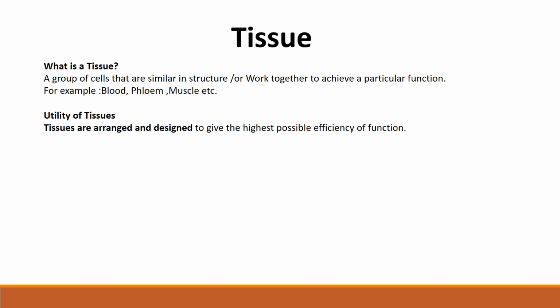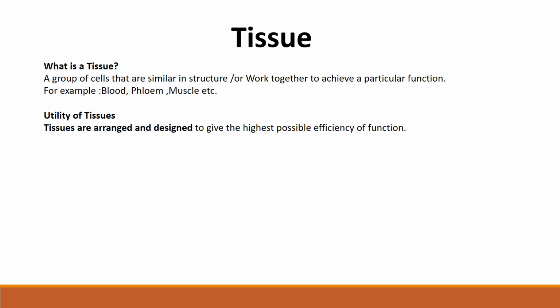Tissues. You know that a group of cells is known as tissue. The cells can be the same type of cell or different types of cells, right? So when we say the same types of cells form a group, or it can be different types of cells, but they group together and perform a particular function, then they are known as tissues.